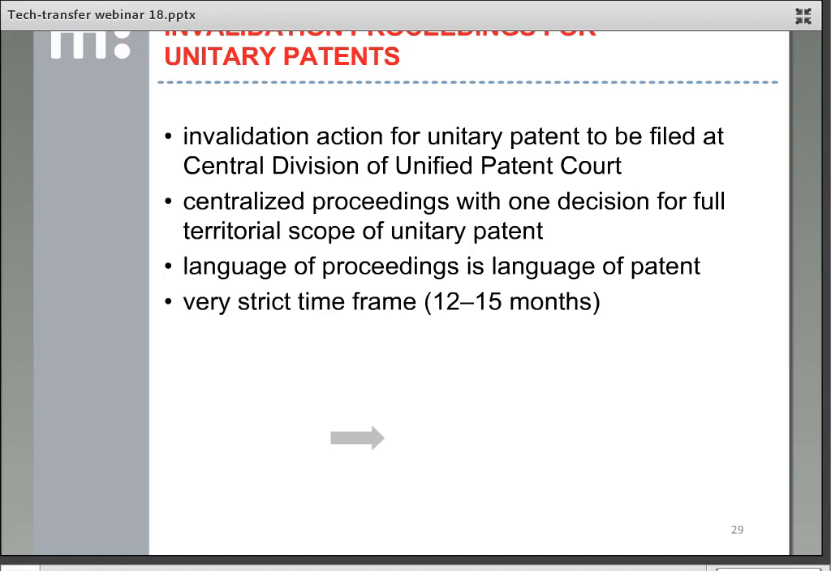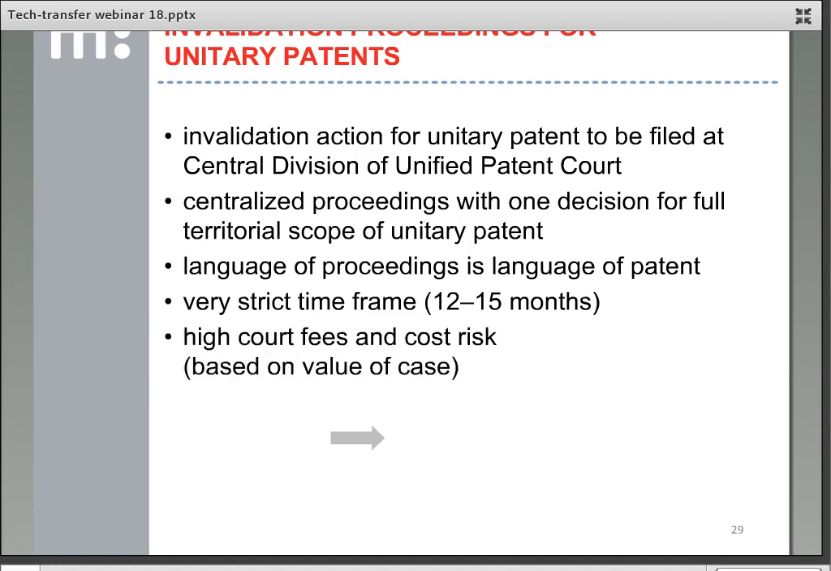There will be a very strict time frame. At the moment, the plan is to render a first instance decision in 12 to 15 months. This sounds very advantageous, but you have very high court fees and you have a high cost risk. Again, this is based on the value of the case, and the problem is that an average value of a case here in a German nullity action starts at 750,000 euros. And if you calculate that a unitary patent will cover 10, 15, 20 jurisdictions, the value of the case, in my opinion, will be at least 3 to 5 million.